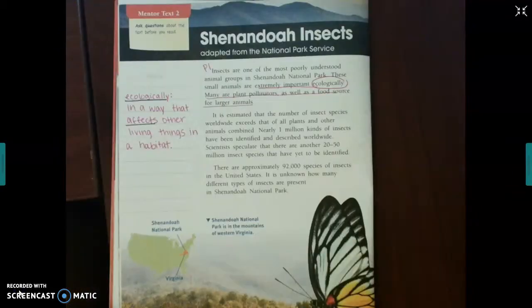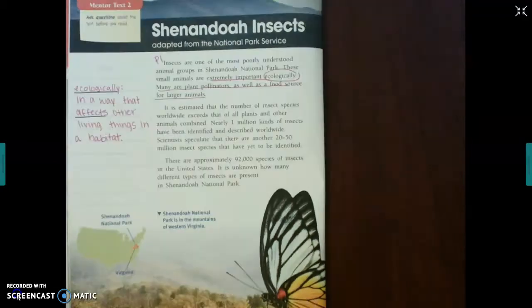In this mini lesson, we're going to revisit Shenandoah Insects, and we're going to focus on the text and graphic features in Shenandoah Insects. Knowing how to read and interpret these features also helps readers develop a deeper understanding of the text and understand the author's purpose for including them.